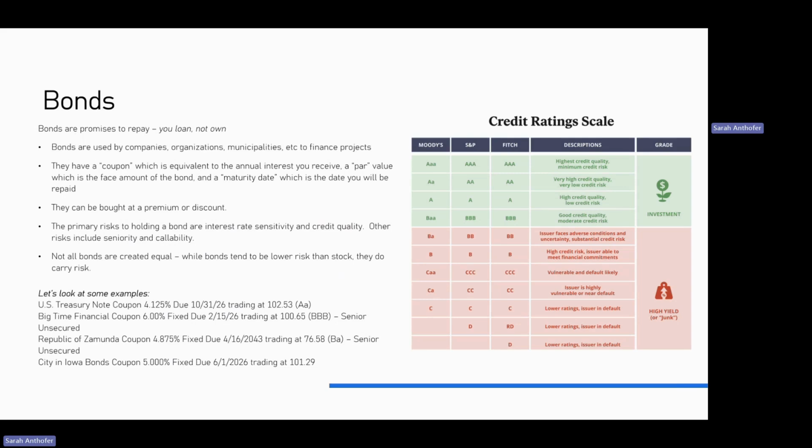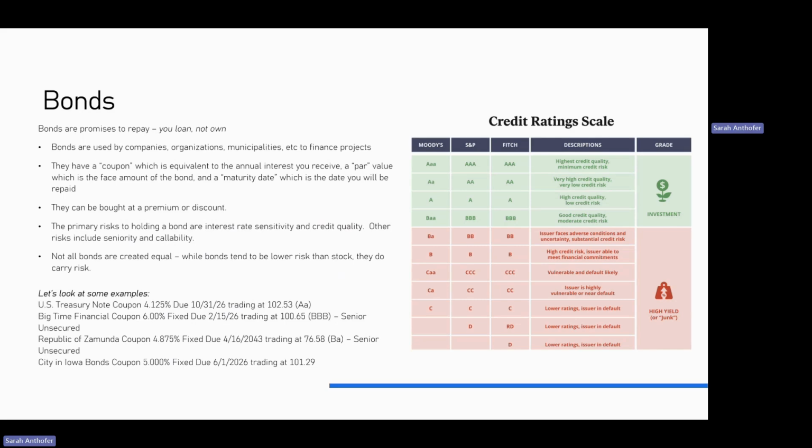When you think about these premiums or discounts, this actually ties to that fourth bullet. The primary risks to holding a bond are interest rate sensitivity and credit quality. When we think about bonds, as interest rates move up or down, they're going to have an inverse relationship to what the bond's value is going to be. So if interest rates go up, and I had a bond right now that was at 4.125% and interest rates went up, that will mean that the current price of my bond is going to fall, because I'd be able to go buy a new one at a better rate.